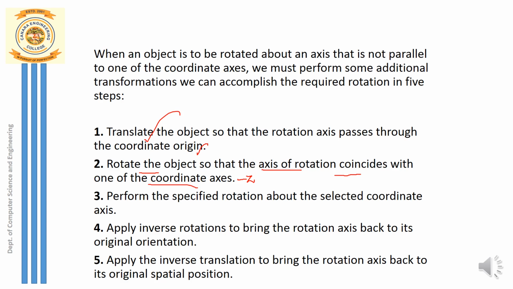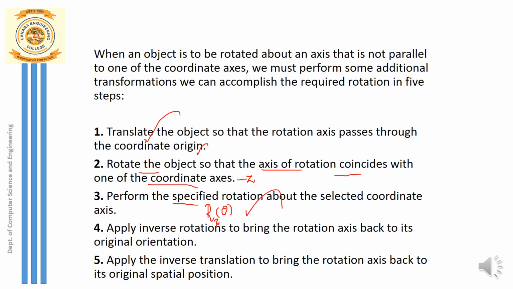Now after performing these 2 steps, the third step would be the actual rotation, about an angle theta. Now here, to perform the rotation you require an angle theta. By this desired angle theta along the z-axis, you perform the rotation here. This is your actual rotation.